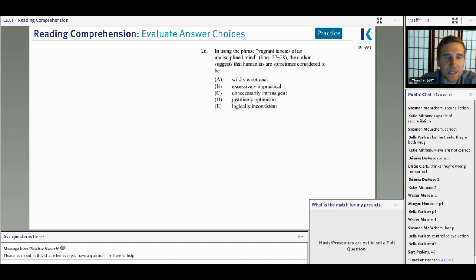All right, question 26. What were you doing to solve this question as soon as you read through it? I'll tell you that this is another inference question, as it says author suggests. What did you do right away?